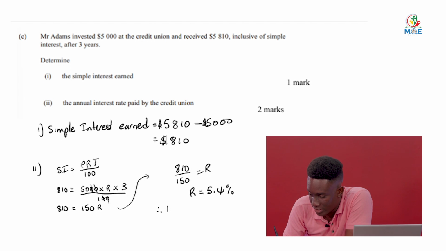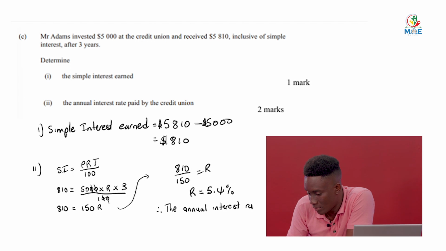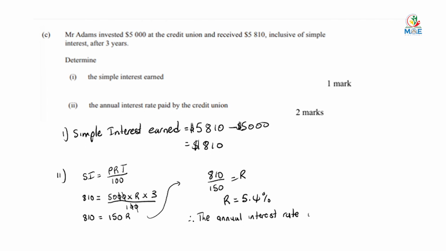So we can answer the question. Therefore, the annual interest rate paid by the credit union is 5.4%. And that is how we answer that question, 2 marks.